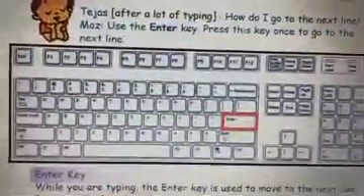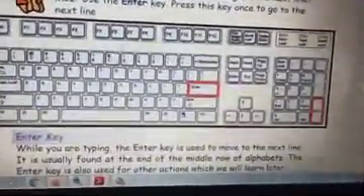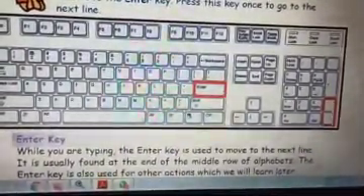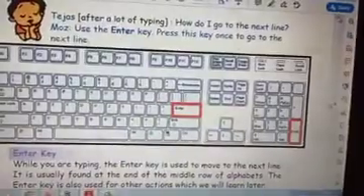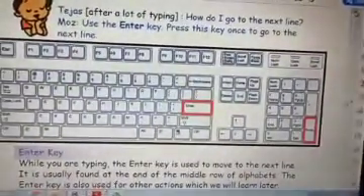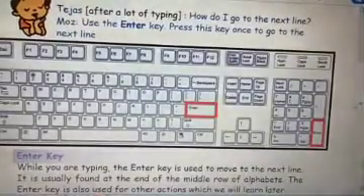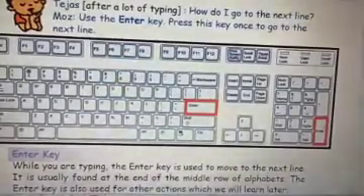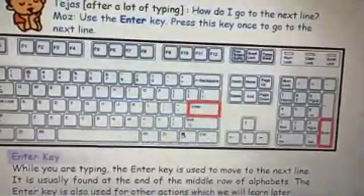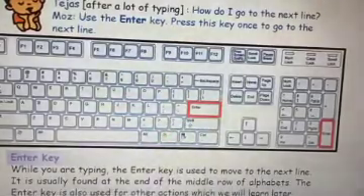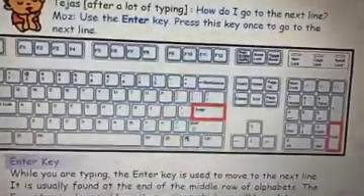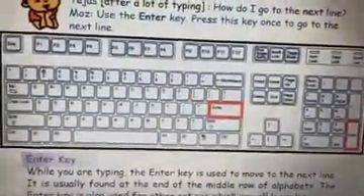So the next button is the enter key. Can you see the enter key? We have highlighted it, right? There are two types of enter keys. So the next key is the enter key. Whenever we have to go to the next line, we press the enter key. While we are typing, the enter key is used to move to the next line. It is usually found at the end of the middle row of the alphabets. The enter key is also used for other actions which we will learn next time.